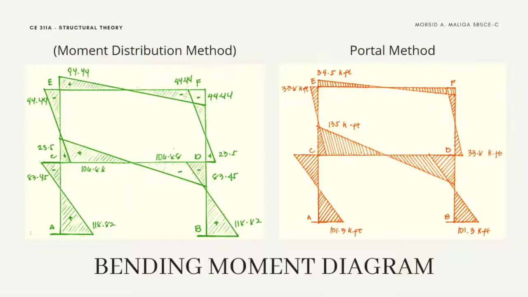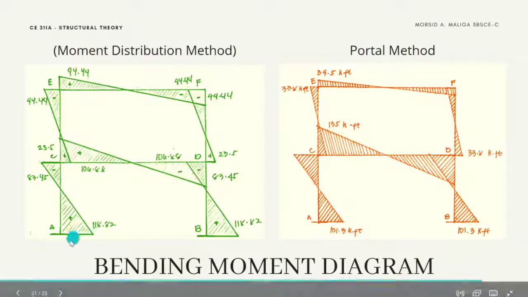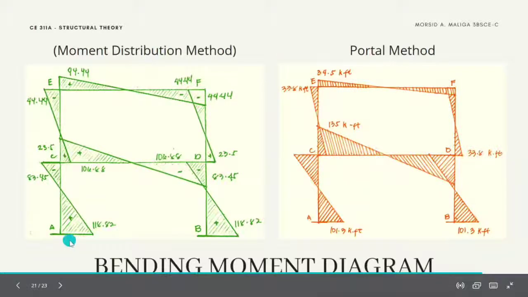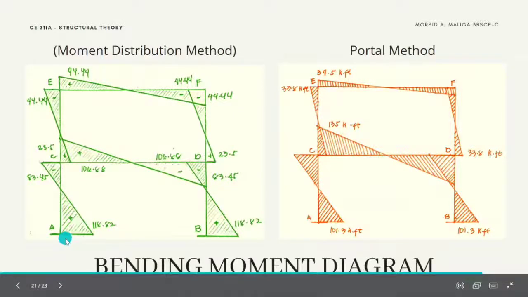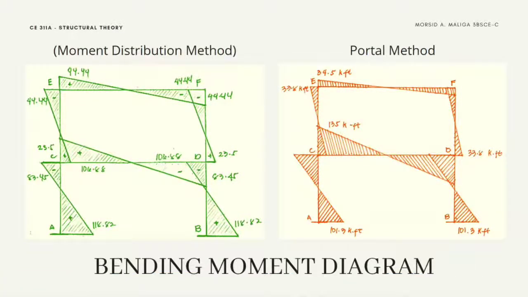It's just that dito is it is fixed according to what I have read or what I have watched in YouTube. Dito is fixed na yun siya. So we have three forces: the horizontal, vertical, and a moment. So far that is what I have noticed for the difference of the moment distribution method and portal method.